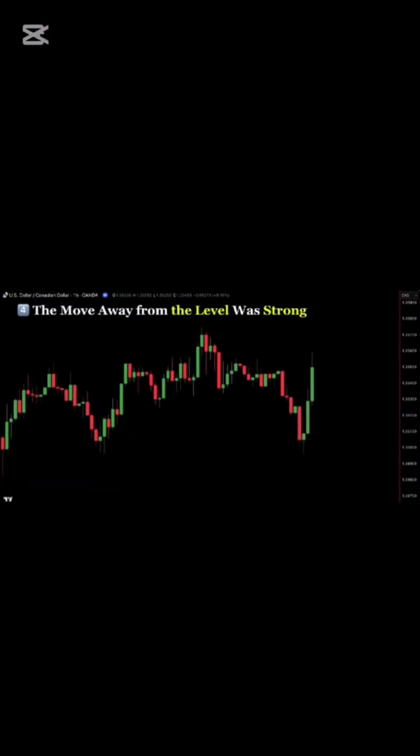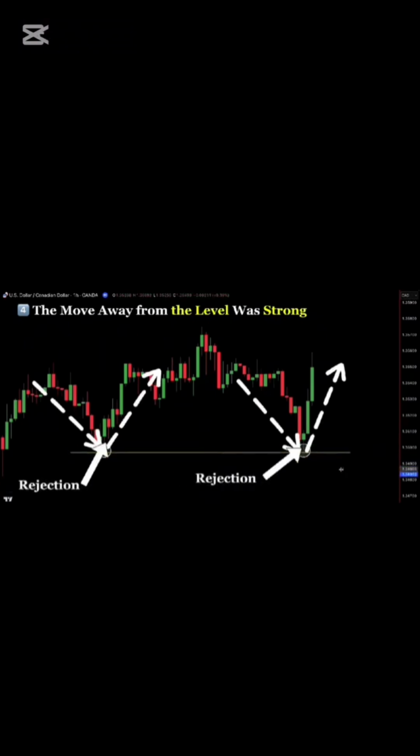Not all support and resistance levels are created equal. A strong level will cause a significant price reaction, not just a minor hesitation. Looking at the chart, we see that each time price touched this level, it moved away aggressively. The bigger the move, the more traders reacted at that level. A strong rejection confirms that buyers or sellers stepped in with force, making it a more reliable zone for future trades.